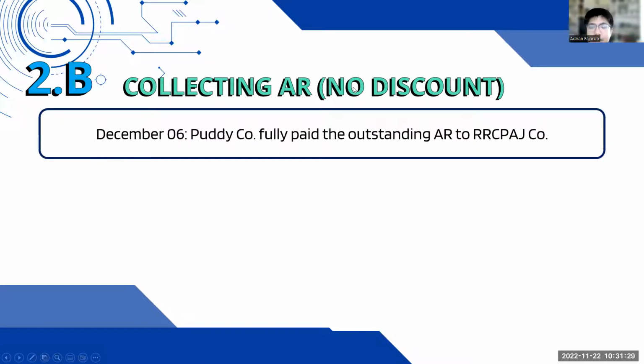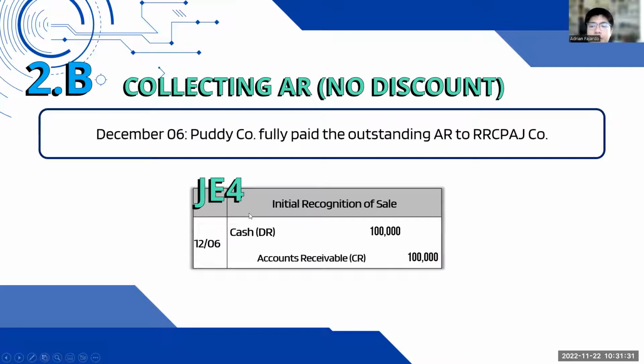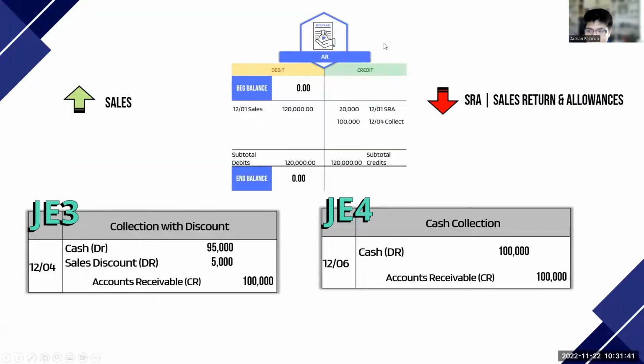Let's say they paid pero no discount. So the journal entry here is straightforward. Credit AR of 100,000, debit cash of 100,000. So here, I want you to look at the T account. So, in the two scenarios, pareho sila ng credit. Even if you take the discount, even if you did not take the discount, your credit to your AR will remain the same. So, 100,000.